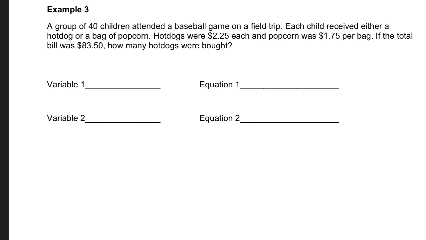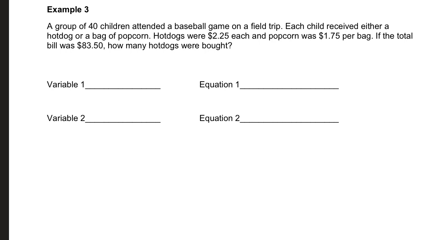Each child received either a hot dog or a bag of popcorn. So out of the 40 kids, either they had one hot dog or one popcorn. That means 40 items. Also, hot dogs were $2.25 each, popcorn was $1.75 each, and the total was $83.50. How many hot dogs were bought? So the question is how many hot dogs? So at the end, we just want hot dogs.